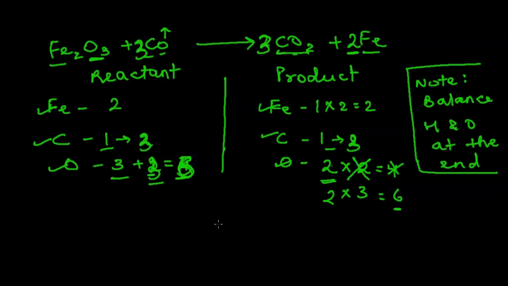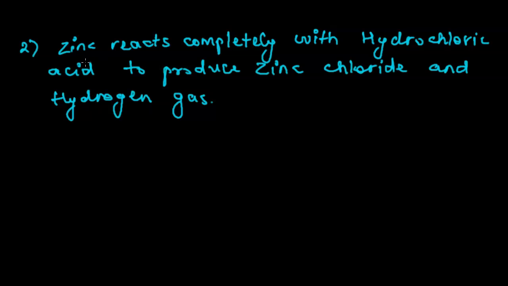Now when I finally compare, I would see that I have 2 irons on the left side, 2 irons on the right side, 3 carbons on the left side, 3 carbons on the right side, 6 oxygens on the left side and 6 oxygens on the right side. So this is the procedure that we use to balance equations. Sometimes the atoms have to be worked more than once in order to have them balanced in an equation, but sometimes only the first trial gives us the right answer. Let's say we have another question like this.